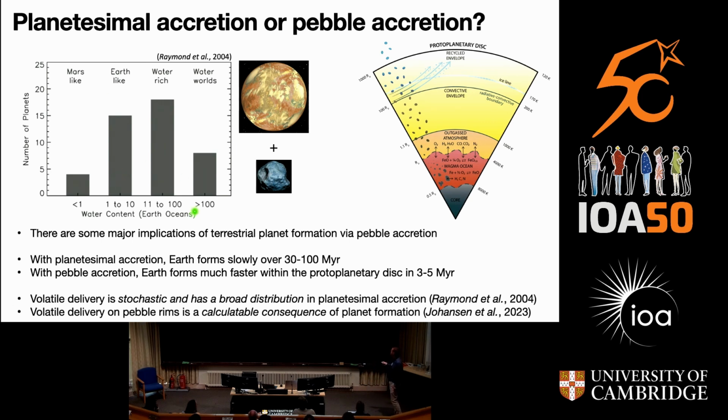With pebble accretion, on the other hand, pebbles are accreted with a rim of ices and organic molecules. And as these pebbles are raining down into the magma ocean, into the molten planet here, they are then delivering their volatiles into the magma ocean. And when the volatiles are delivered by gazillions and gazillions of pebbles instead of a few giant impacts, then it actually becomes a much narrower distribution. So volatile delivery on pebble rims is a calculatable consequence of planet formation. So that's a huge difference. Got it?